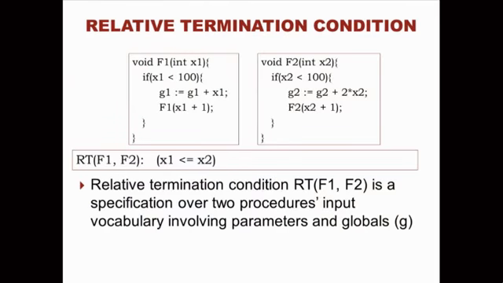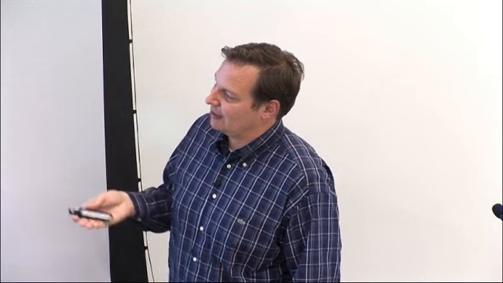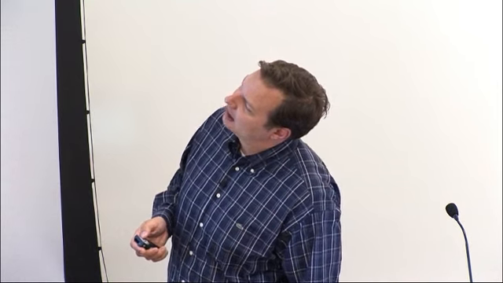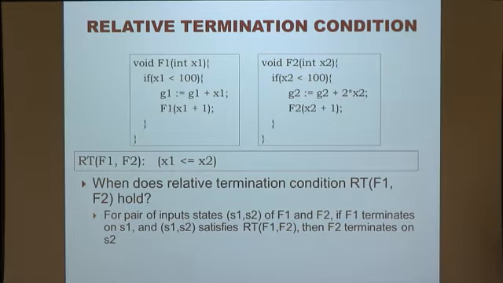So the construction for proving relative termination is somewhat similar to the product program construction that I already talked about. Instead of having mutual summaries, you have a relative termination condition that enables you to prove relative termination, and that you also have to check. So this is like a precondition.